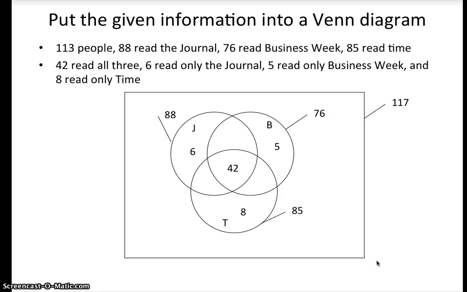So here is all the information that we were given. This actually should say 117 up there. Here's all the information we were given, 117 people total. And here are all the numbers filled in: 88 for the Journal, 76 for Business Week, 85 for Time, and 42 in the middle for people who read all 3. And that's all we're given. It seems like there's a lot of information missing, and we'll see what we have to do about that.